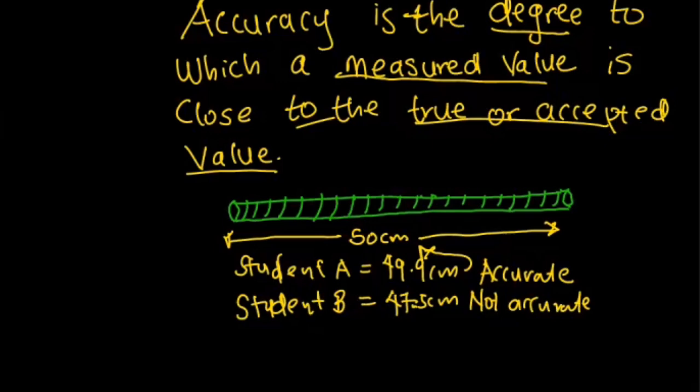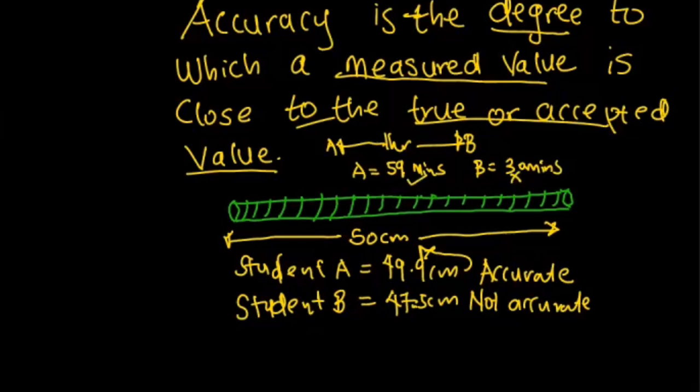It's just like running a race from point A to point B, where the actual time spent for the race is 1 hour. Let's say person A tells us that the time spent is 59 minutes, and then B tells us it is 30 minutes. 59 is closer to 1 hour than 30 minutes, so A is accurate and B is not accurate. So again, accuracy is simply how close the measured value is to the true or accepted value.